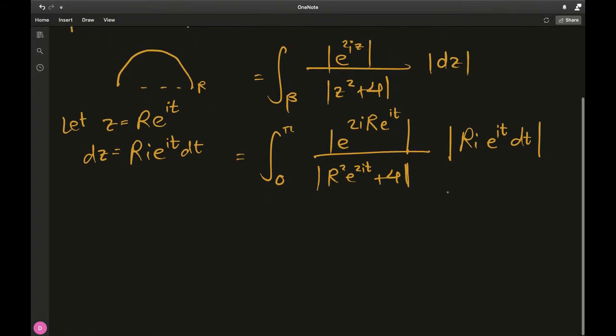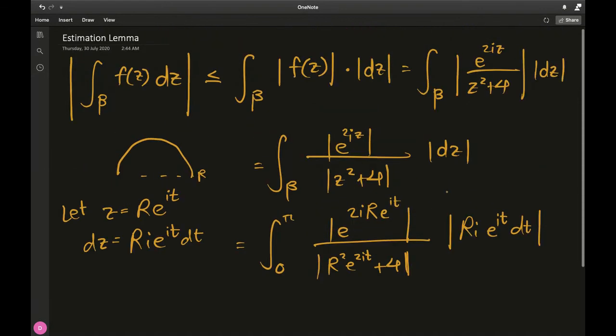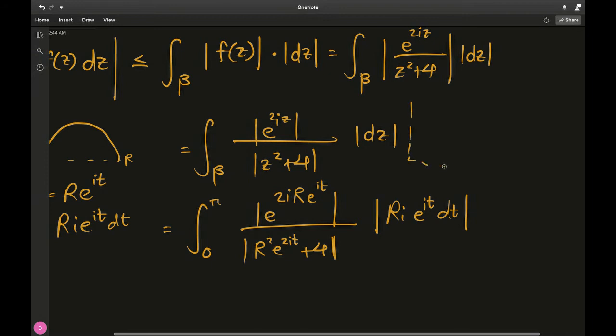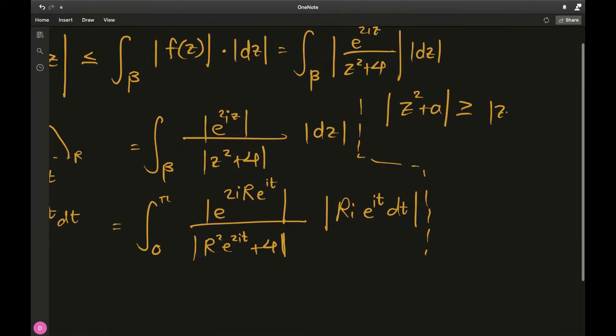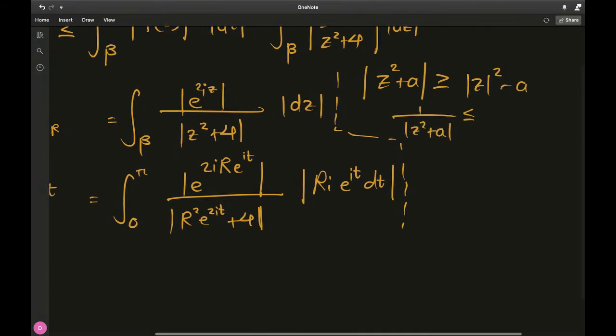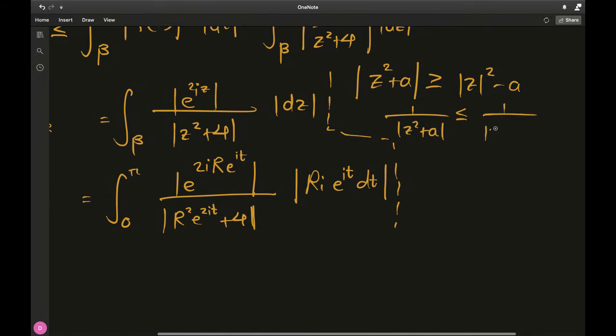Now one nice simplification we can do is that there is this inequality that says that if you have mod of z squared plus a, that's always greater than or equal to mod of z, the whole thing squared, minus a. So when we take the reciprocal, we have 1 over mod of z squared plus a is less than or equal to 1 over mod of z the whole thing squared minus a, and we have exactly the same thing here.